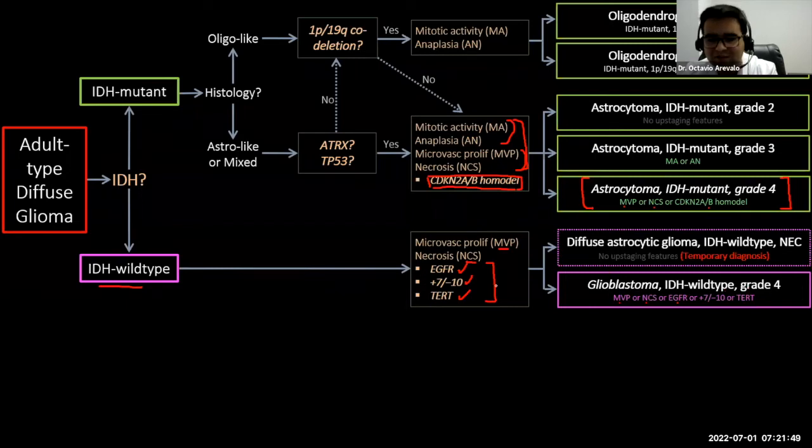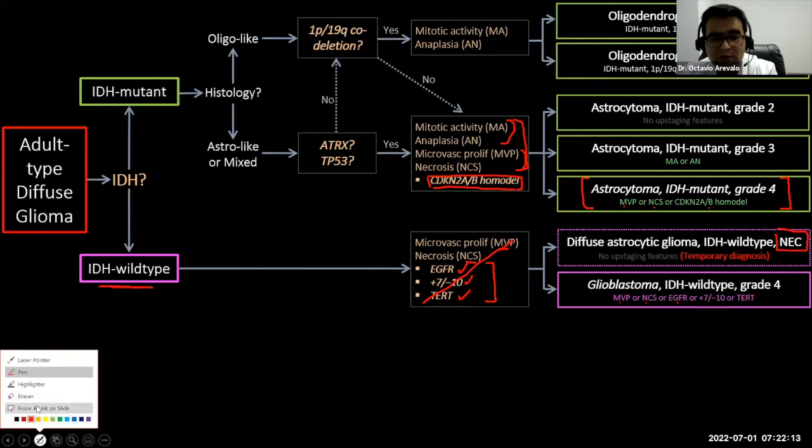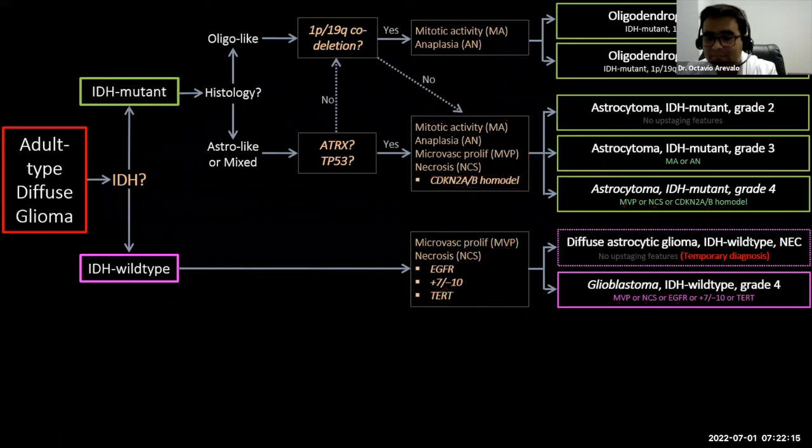But what if it is an IDH wild type tumor that doesn't have any of these features, any of those? Then I put this in a dotted line. Then you have to call it a diffuse astrocytic glioma, IDH wild type, not elsewhere classified. And you see these little acronyms pop up in the new classification. And this is a working diagnosis.